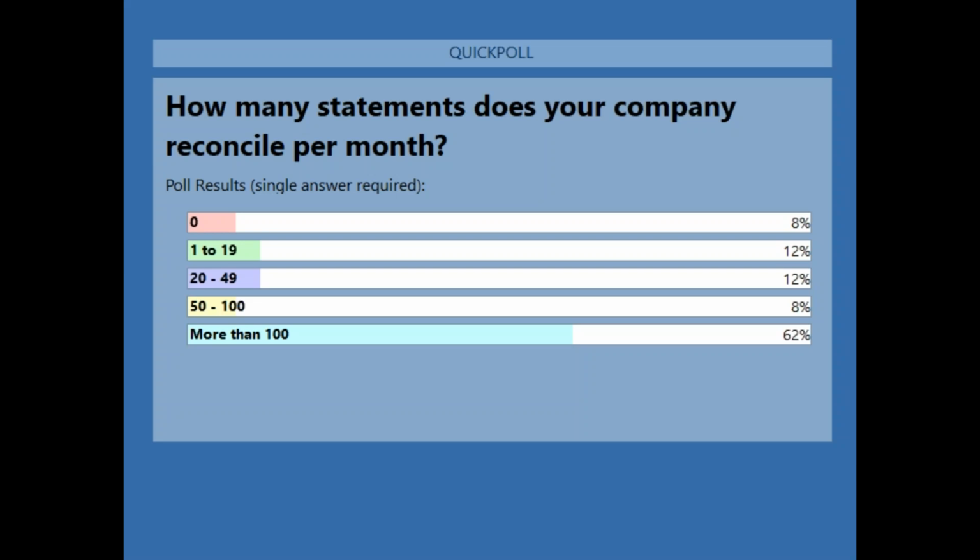I think this is reflective of the large organizations that our audience generally reflects, with 62% of you reconciling more than 100. But looking down here, there are significant numbers in the lower bands: 8% are 50 to 100, 12% are 20 to 49, 12% are 1 to 19, and 8% of you don't reconcile any.